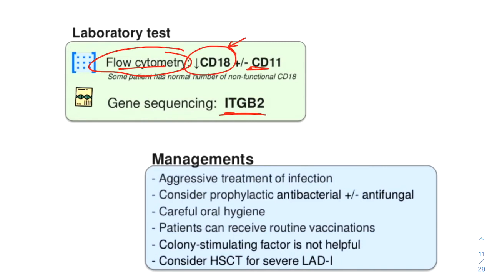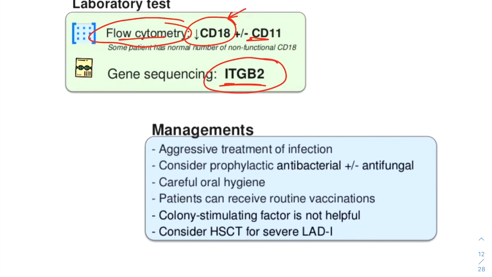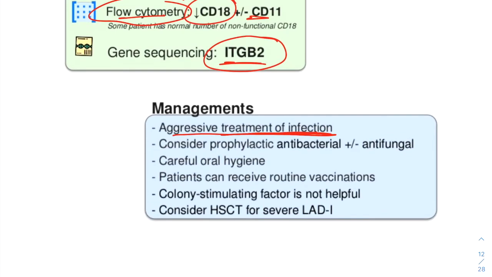And exact molecular diagnosis is done by gene sequencing with a mutation found in the ITGB2 gene, which is responsible for formation of the beta-2 integrin family. Next, coming to the management, it includes the aggressive treatment of the infections that are recurrent. Patients, as you know, are infected with common pathogenic agents and not with opportunistic ones. And therefore, they usually respond well to the antimicrobial therapy.